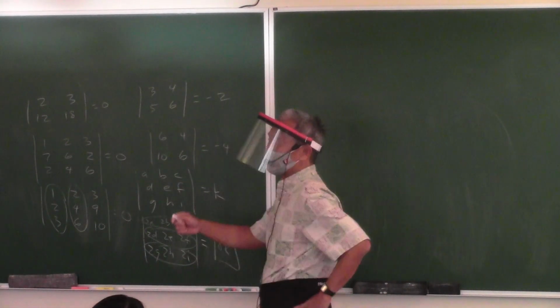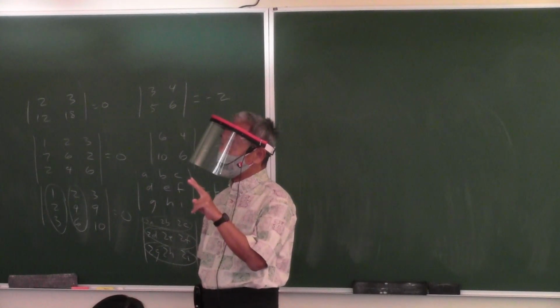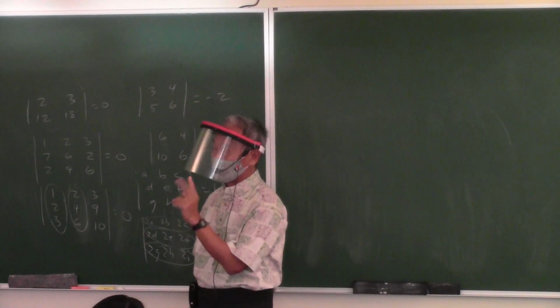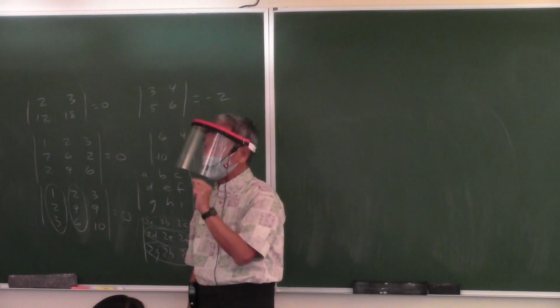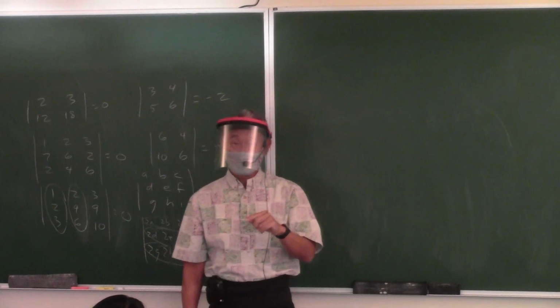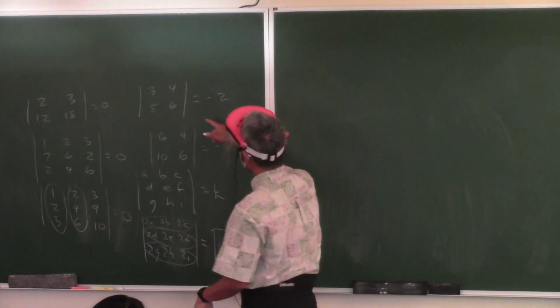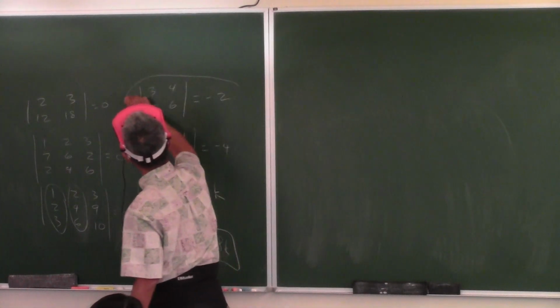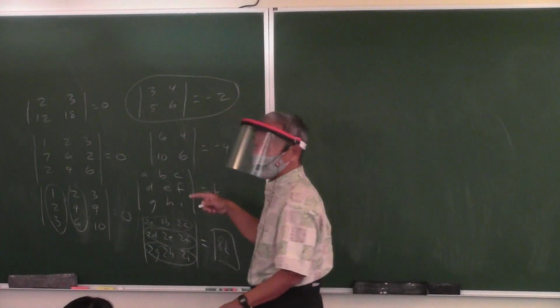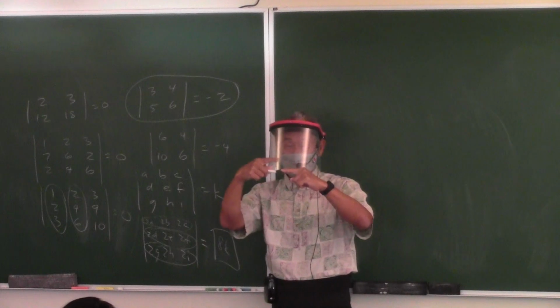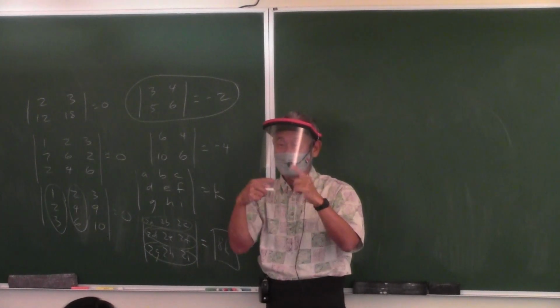Okay, third one. If two rows are interchanged, or two columns, then the value of the determinant gets multiplied by -1. Okay, so let's look at this one. This determinant is -2. Now, do you want to switch the two rows or the two columns? It doesn't matter, it's fine.